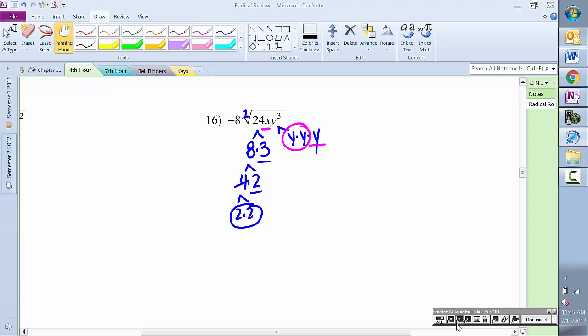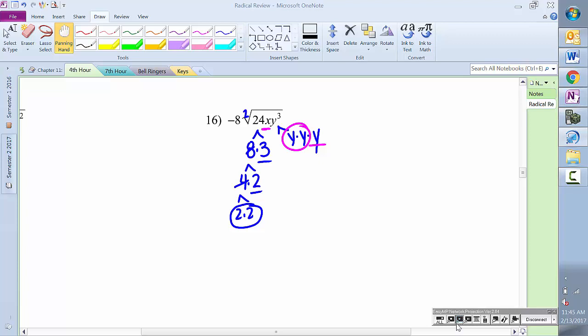You go down until you can't, until there's no other numbers that break into it. So they're prime numbers. There's no pair, I can't circle anything. We can't circle 3 because the index is 2. So you circle as many as the index is. So it's by itself.